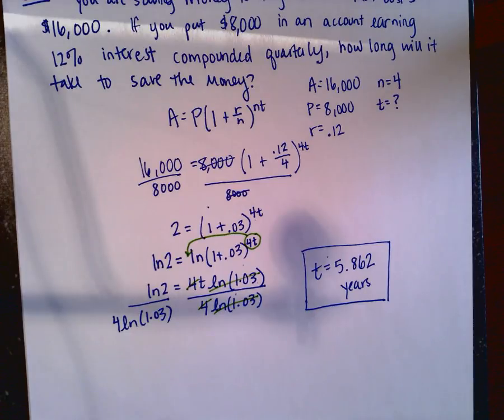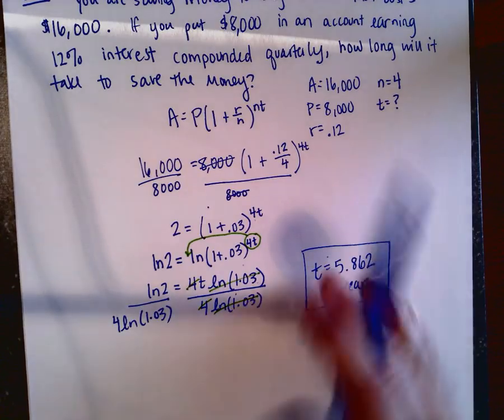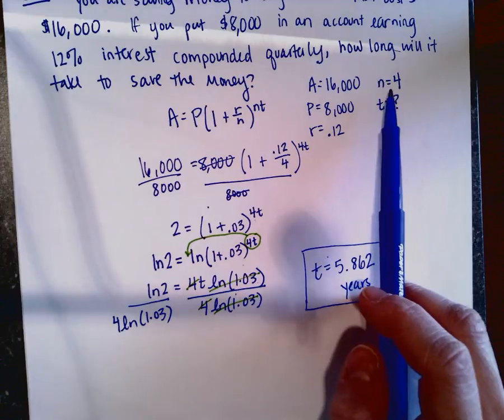Compounded yearly, so that would just be 1 time a year. Daily would be 365 times. Yes, so I believe those are the only words they use, but your end value, remember, is always the number of times in a year that the interest is compounded.